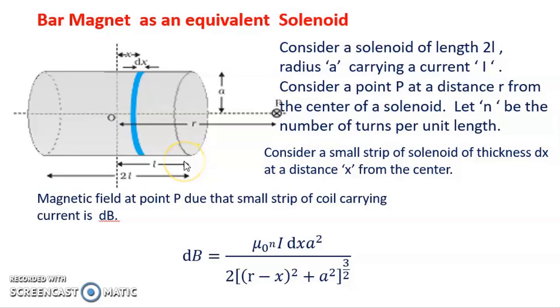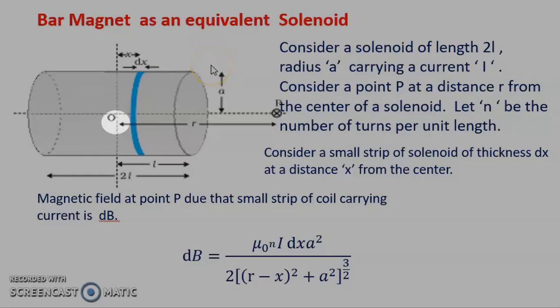Bar magnet as an equivalent solenoid. We know when current passes through a solenoid, what is a solenoid? It is an insulated coil of many turns in the form of a cylinder. When current passes through the solenoid, it produces a magnetic field, and the magnetic field produced by a solenoid is almost similar to the magnetic field produced by a bar magnet that we have seen in the last chapter.